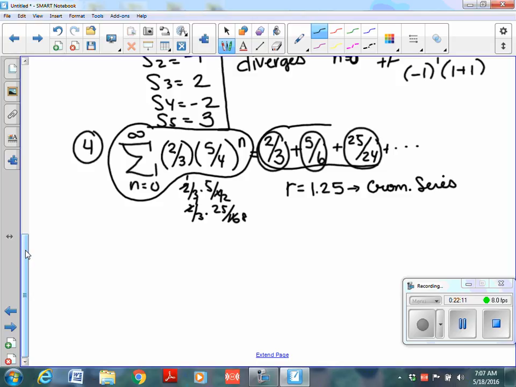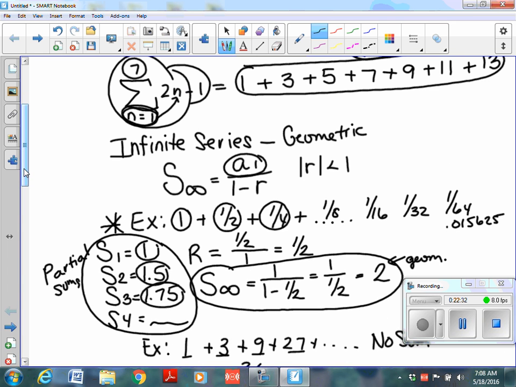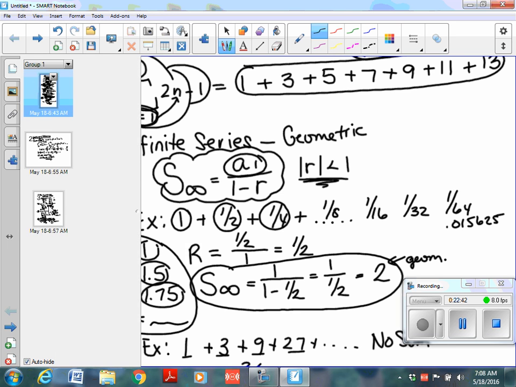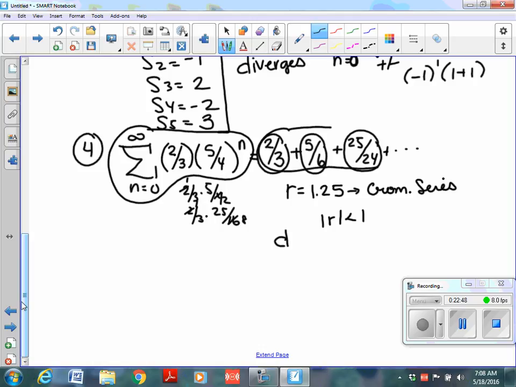And in a geometric series, in order to find the sum, the absolute value of r must be less than 1. That number is not less than 1. That number is 1.25. It's greater than 1. It only converges and gets to a certain sum if r is less than 1. I can't use this formula, a1 over 1 minus r, because my r is not less than 1. It won't converge to a sum then, so it diverges. So this one diverges.